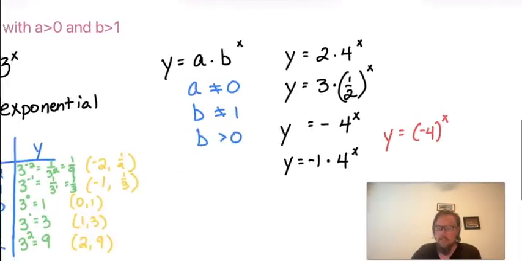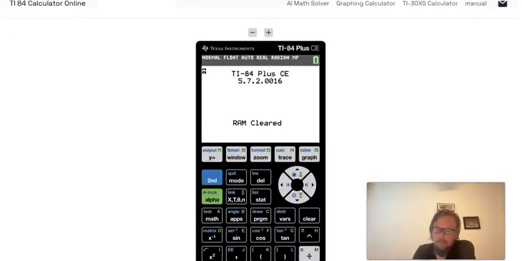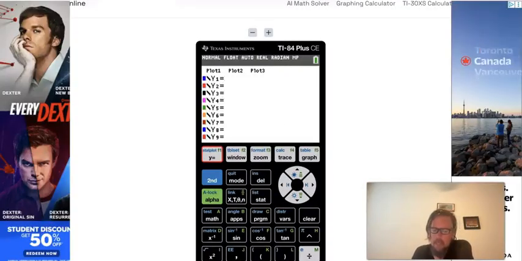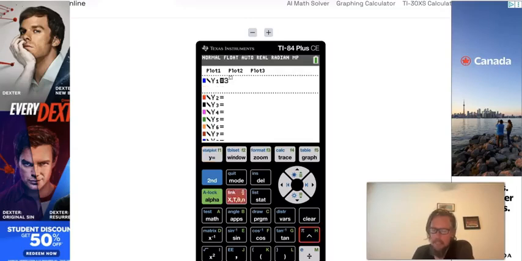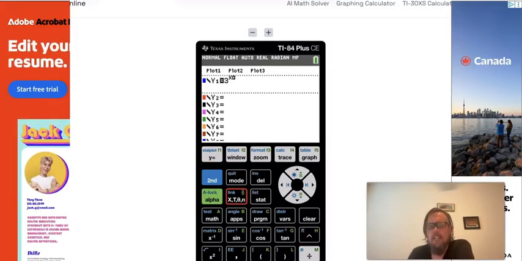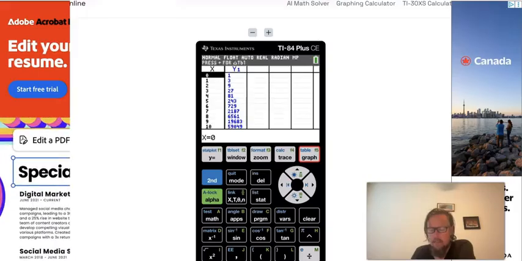And in fact, if we go to a graphing calculator, and let's go ahead and do that right now. Let's go to y equals, and let's put in 3 to the x power. And let's go look at our table. So let's do second graph. And here's our table.